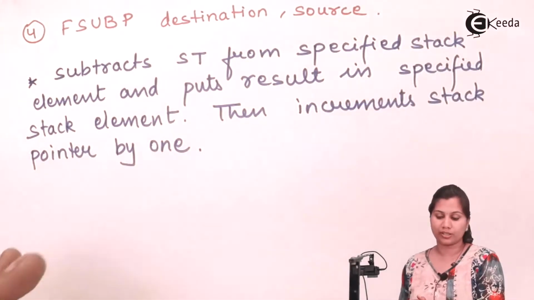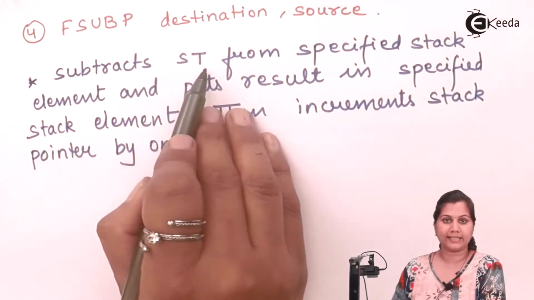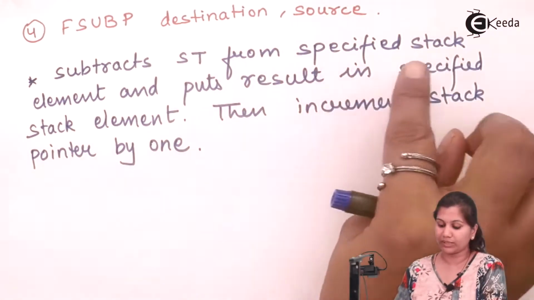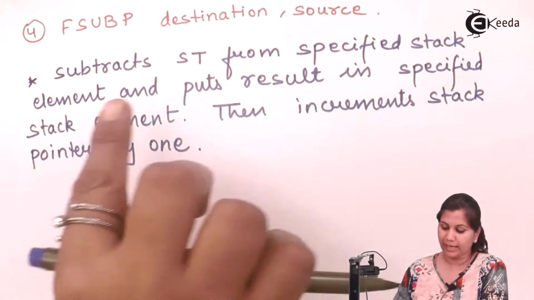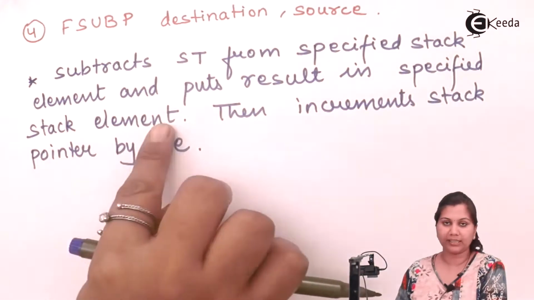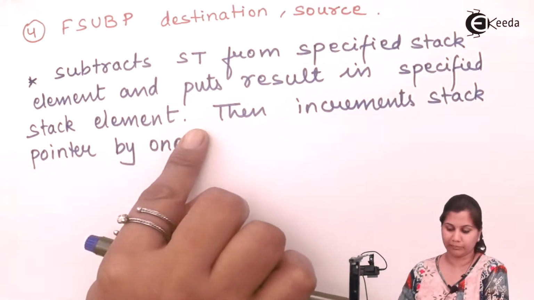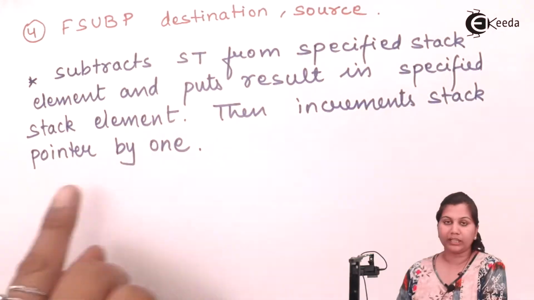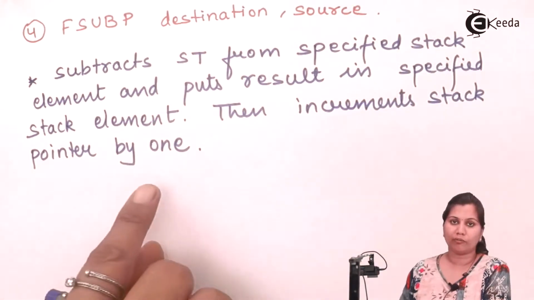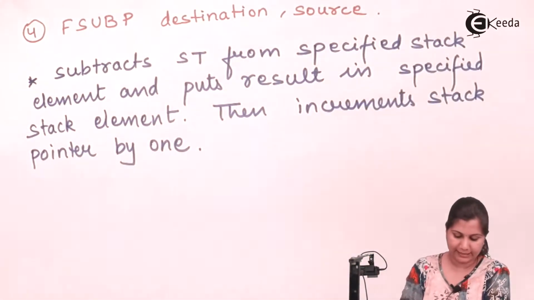So this instruction is going to subtract the ST, that is top of the stack, from the specified stack element, and then it is going to put the result in the specified stack element. Then it is going to increment the stack pointer by 1. Let's take an example.